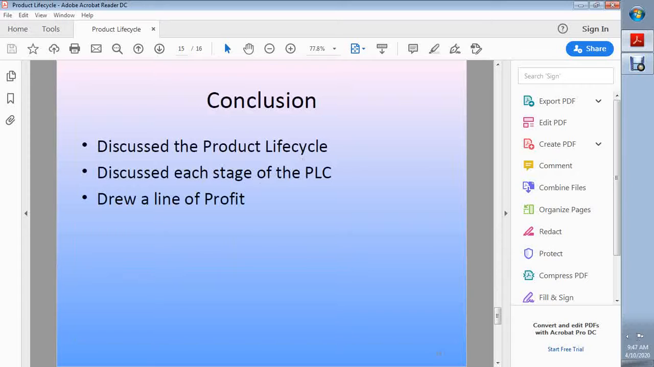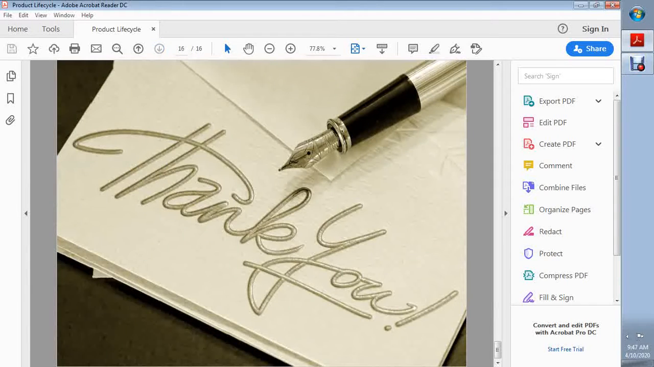Conclusion: discuss the product life cycle, discuss each stage of PLC, draw a line of profit.